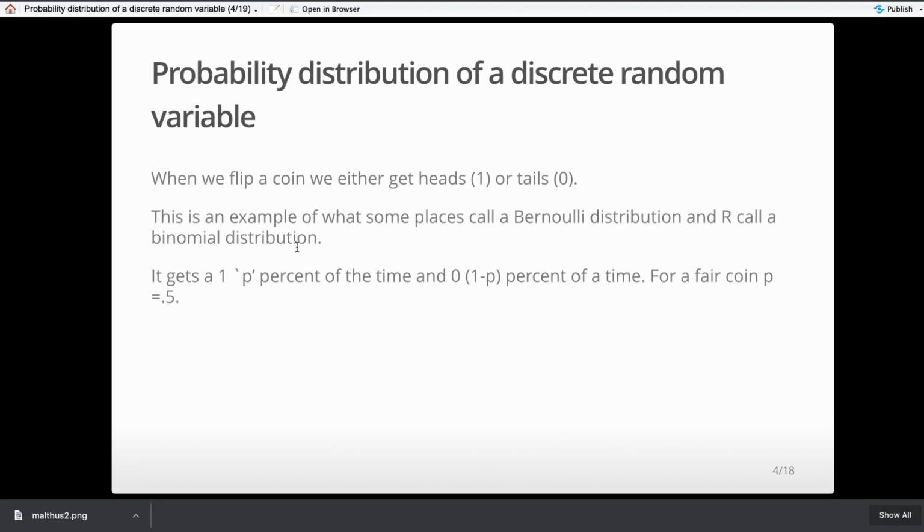So when you have a binomial distribution, you have either a 1 or a 0. That's your sample space. Those are the possible outcomes. So a sample space refers to the possible outcomes. With a binomial distribution, the possible outcomes are a 1 or a 0. And we'll get a 1 p% of the time, and a 0 1 minus p% of the time. If your coin is fair, you're going to get p equals 0.5. 50% of the time you will get heads, and 50% of the time you're going to get tails.